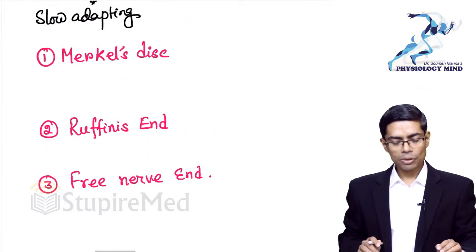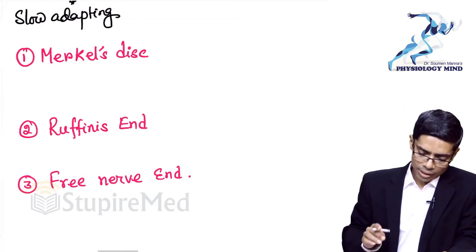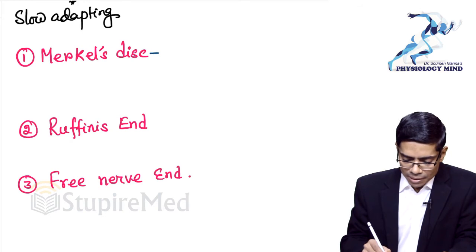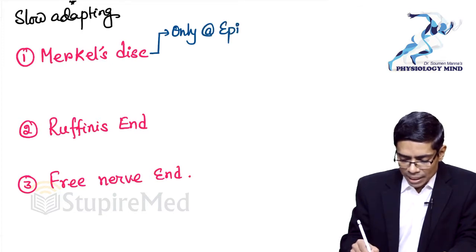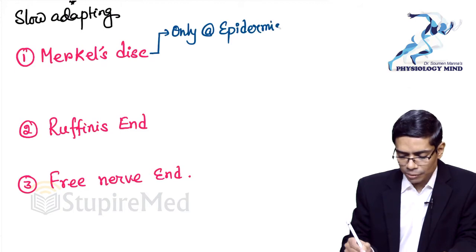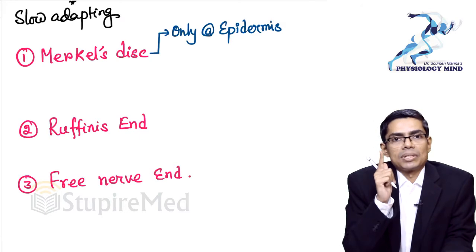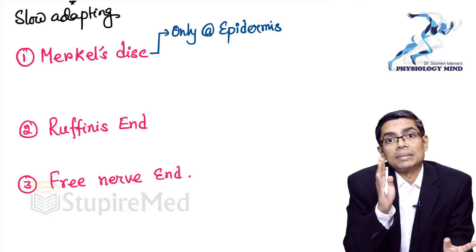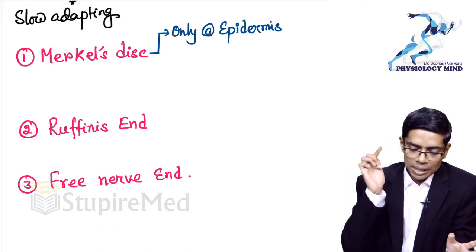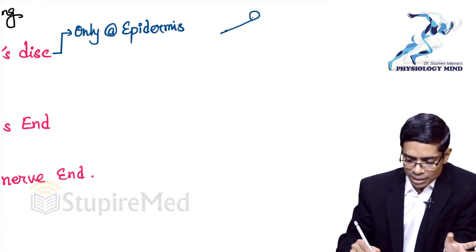Now come to the slow adapting touch receptor, Merkel's disc. First point and most important, this is the only tactile receptor which is located at the level of epidermis. So please note down, this is the only touch receptor located at the level of epidermis. That means all other touch receptors that I have written here are located at the level of dermis of the skin.